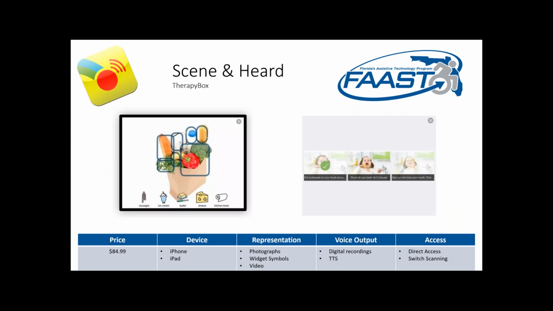Seen and Heard, now this app has been around for a while, but if you hadn't seen it in a bit, they did a sizable update a little bit in the past and really added a fair amount of functionality. It's $84.99, also available on iPhones and iPads. You can see the scene on the left, how they've created some hotspots there with their grocery purchase, as well as using their symbol library underneath.